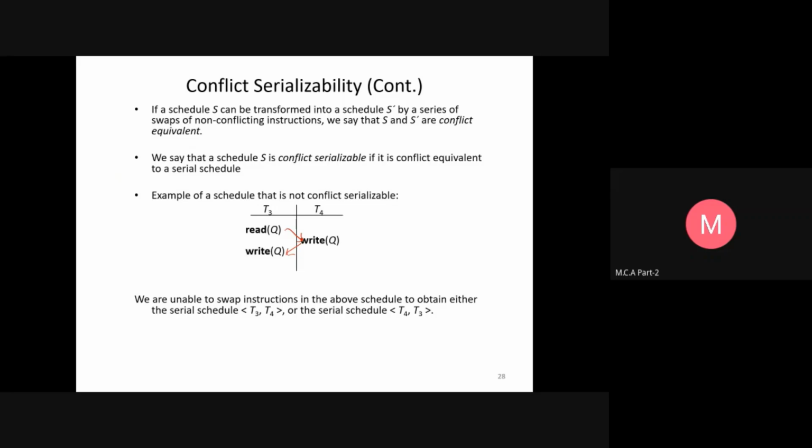So we are unable to swap instructions in the above schedule to obtain either the serial schedule T3 followed by T4 or the serial schedule T4 followed by T3.